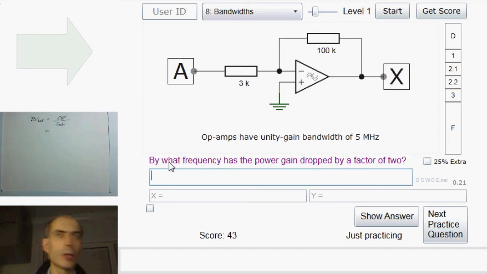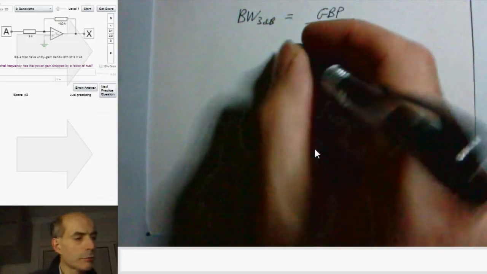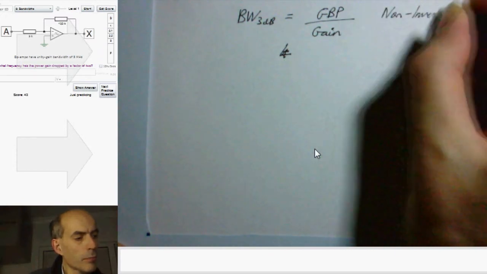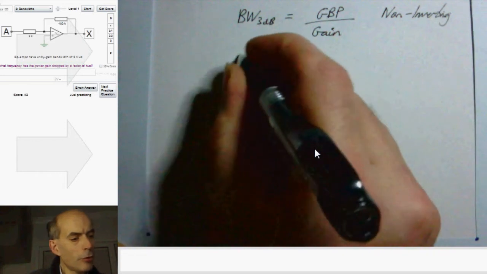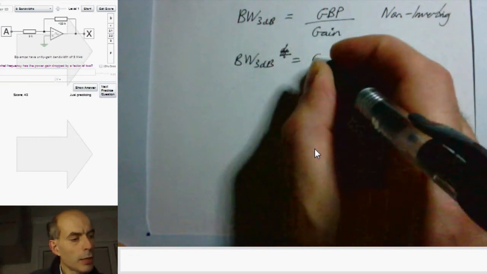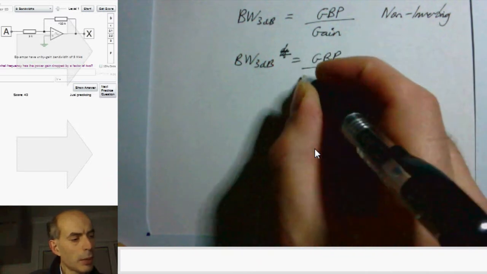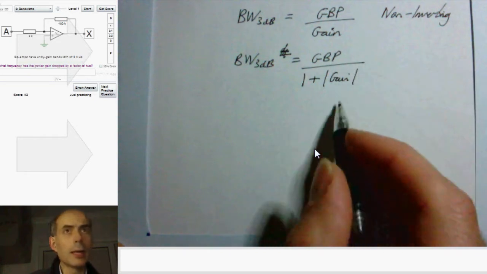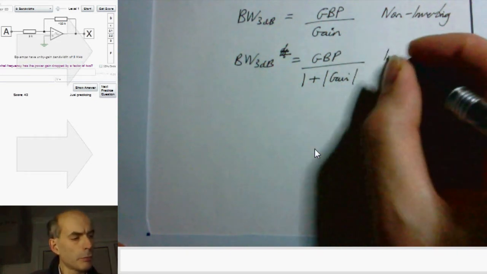By what frequency has the power gain dropped by a factor of 2? Well, the formula for an inverting amplifier like this one is slightly different. This is for a non-inverting. For an inverting amplifier, 3 dB bandwidth is the gain bandwidth product divided by 1 plus the modulus of the gain. The gain is actually negative for an inverting amplifier.